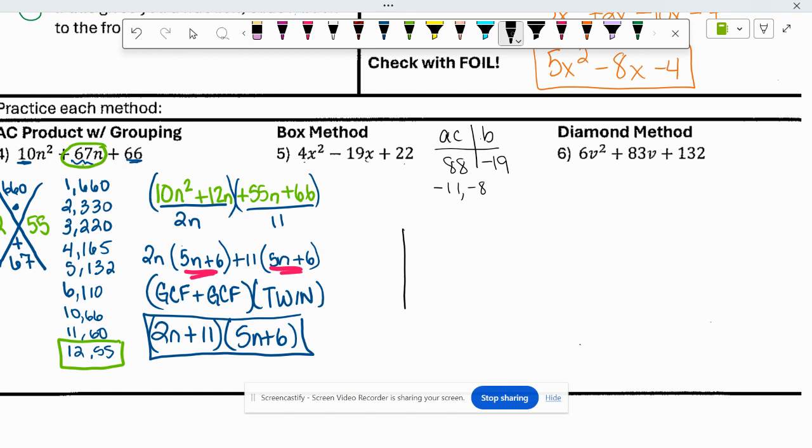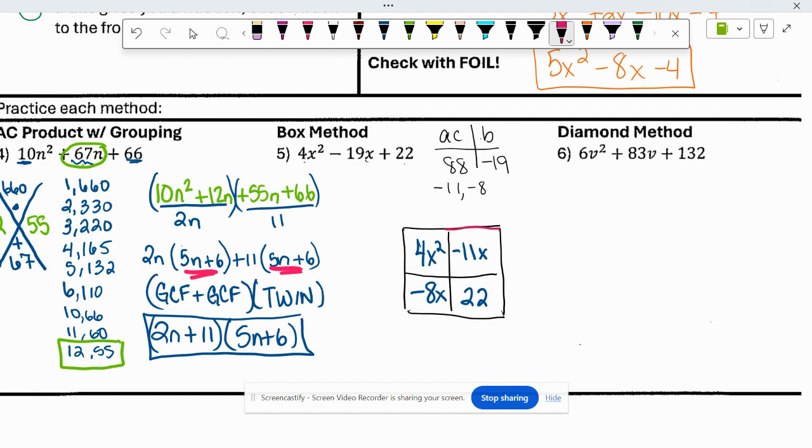So I'm going to draw a box. So when I use the box method, what goes in the first box, top left? Yeah, the ax squared term, 4x to the second power. What goes in the bottom right? The c term, 22. What do I put in the other boxes? My factors as coefficients. That means add the variable. Okay, so now I'm going to go horizontally first, looking for GCFs, then I'm going to go vertically.